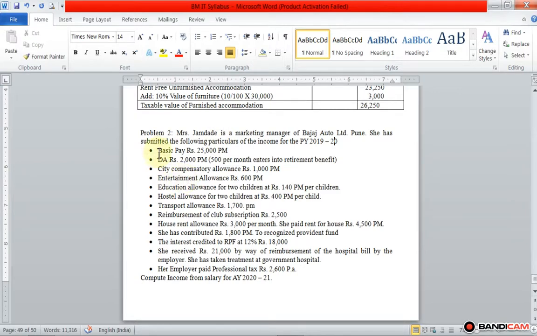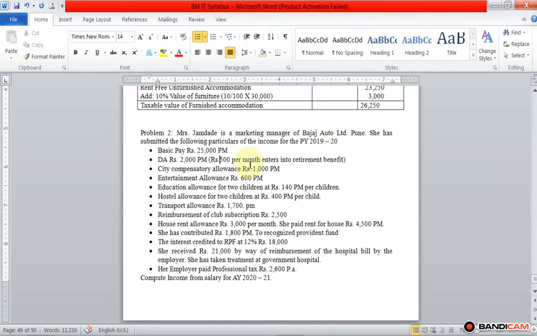Okay, so here first of all we read the problem. Basic salary rupees 25,000 per month. DA, it means dearness allowance, rupees 2,000 per month, in brackets rupees 500 per month enters into retirement benefit. So here rupees 500 is considered for retirement benefit.